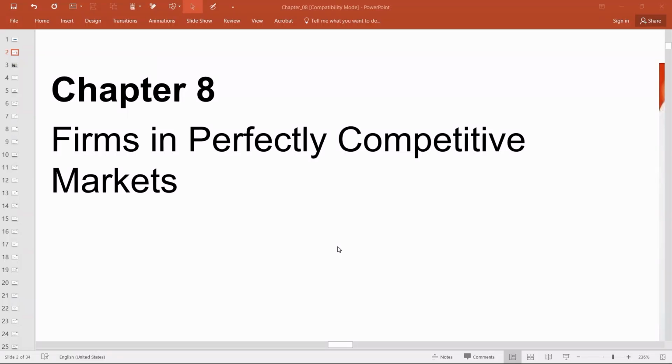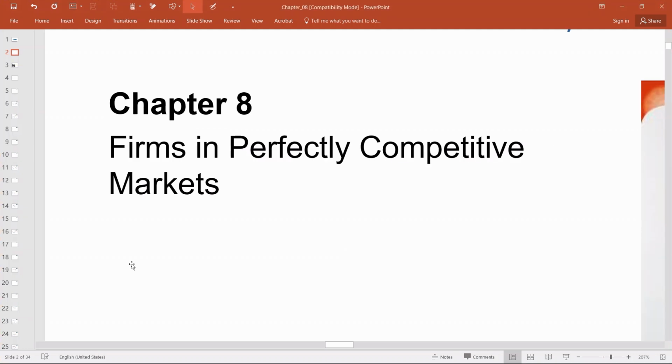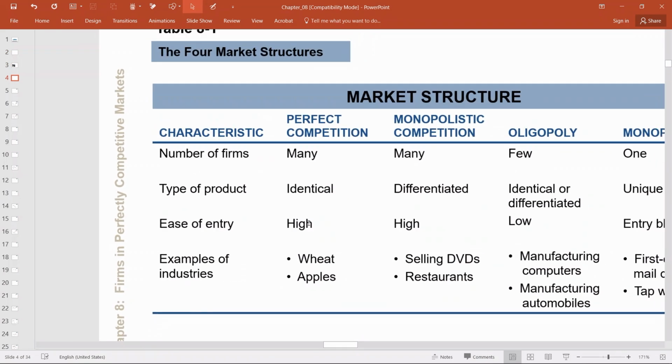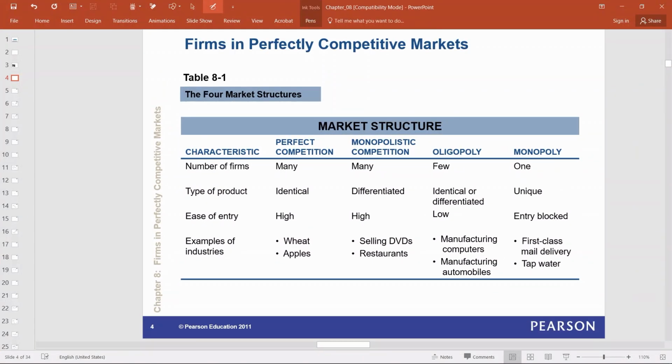This chapter studies firms in perfectly competitive markets. And to know this market, we really want to know all other types of markets, and how this market, which is perfectly competitive markets, are comparable to other markets, and how these markets are different from other types of markets. Okay. So these are all the possible types or structure of markets.